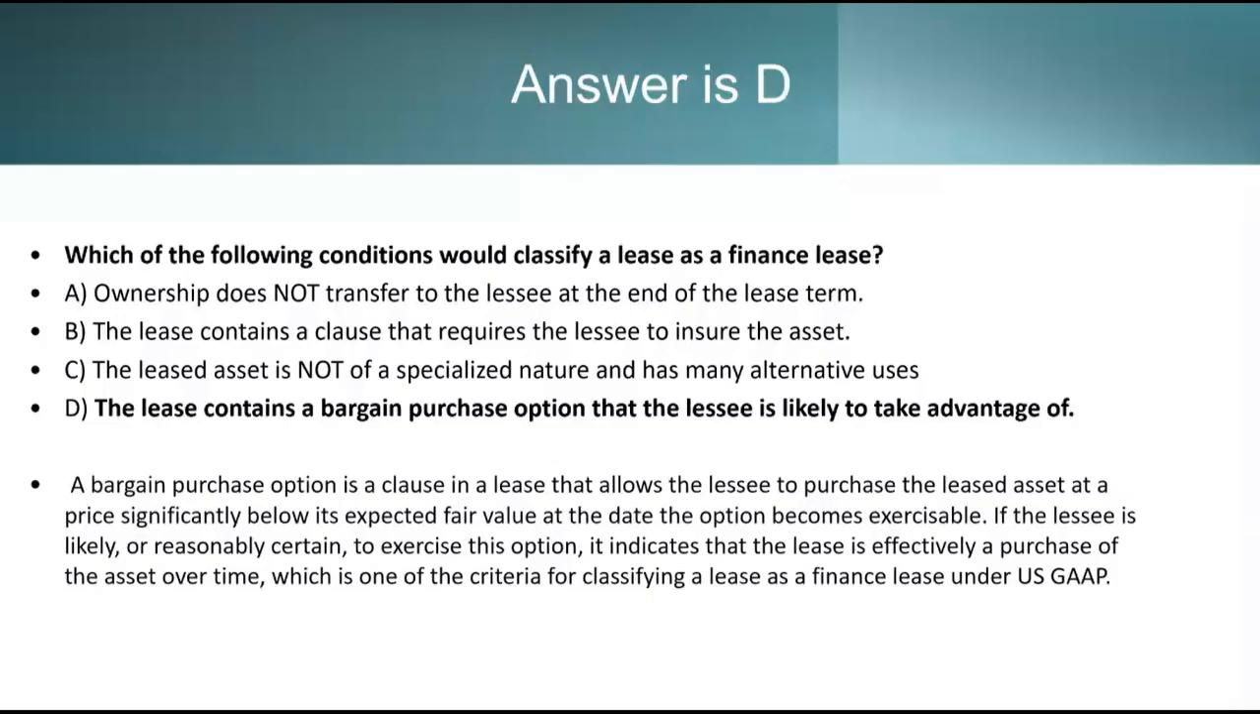A bargain purchase option is a clause in a lease that allows the lessee to purchase the leased asset at a price significantly below its expected fair value at the date the option becomes exercisable, which is usually after the last payment. If the lessee is likely or reasonably certain to exercise this option, it indicates that the lease is effectively a purchase of the asset over time, which is one of the criteria for classifying the lease as a finance lease.